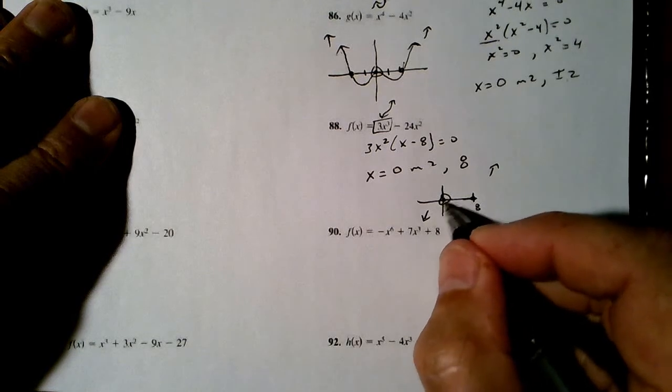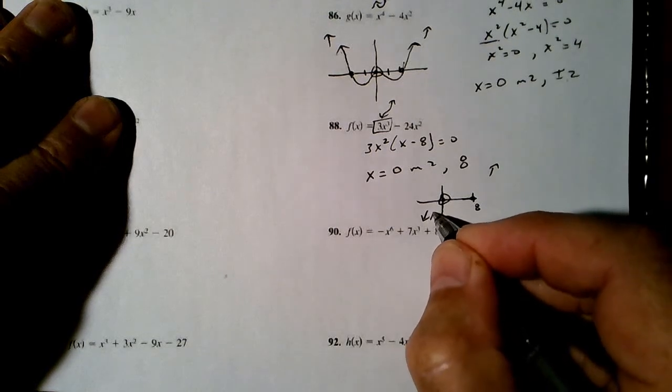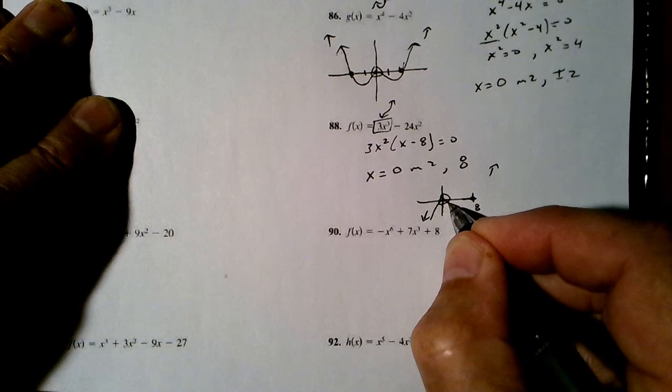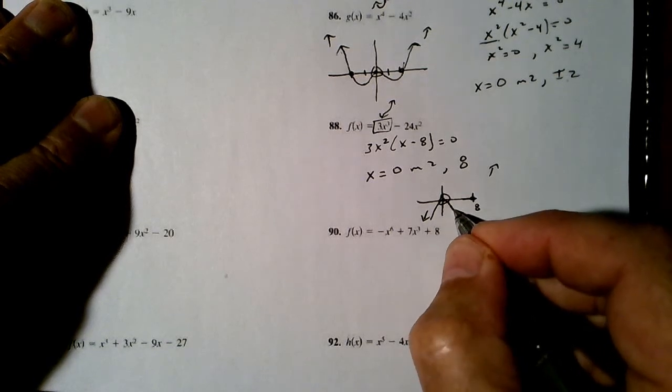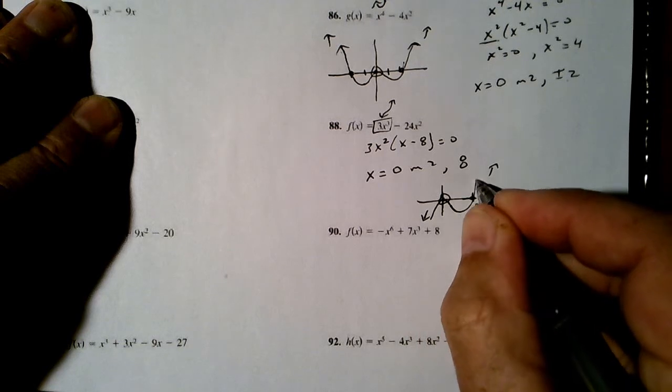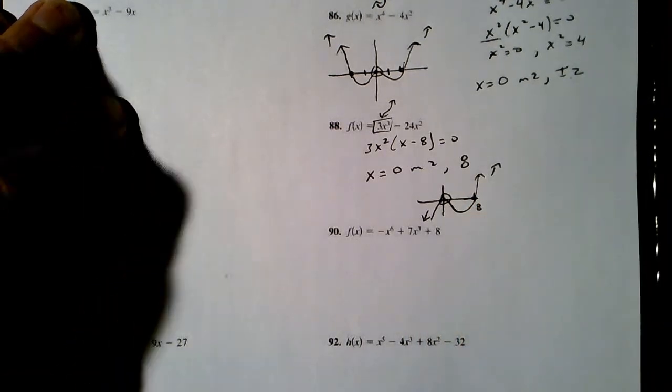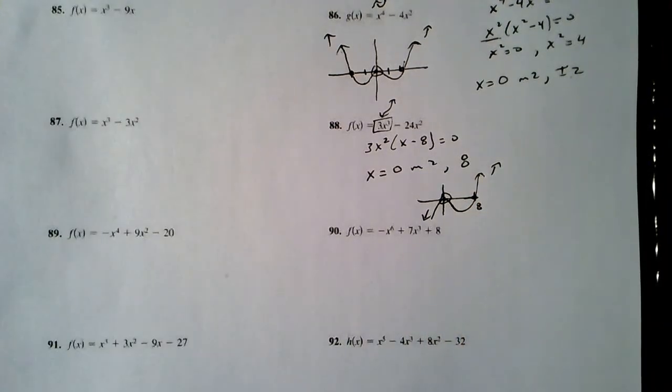This double is just a touch point. It says, "Come on in." "No, you don't." Okay, it's a second degree 0. This 8 is a single degree 0. We just pass through it. So very quickly we can come up with a good representation of the curve.